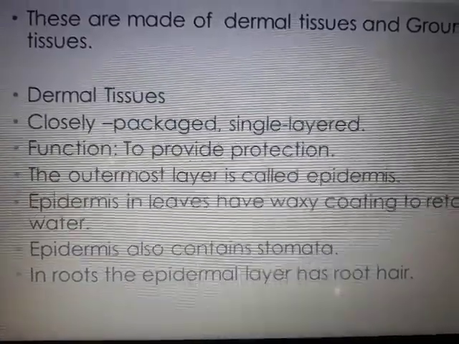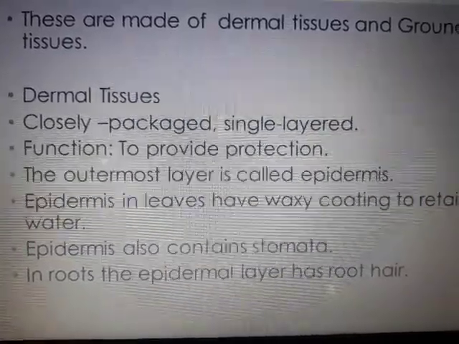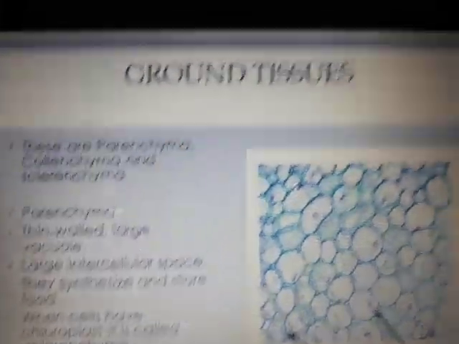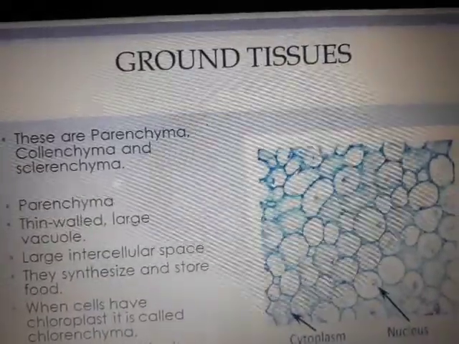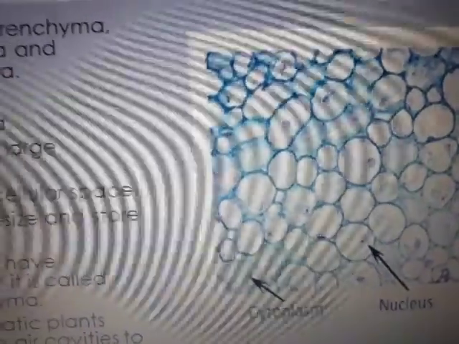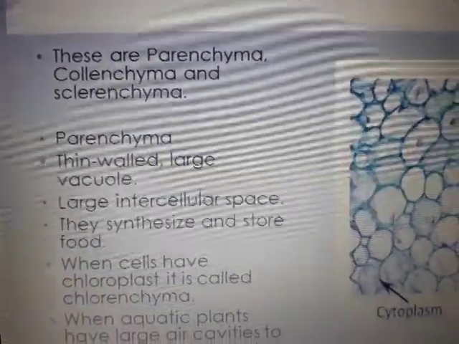Epidermis also sometimes has stomata for photosynthesis and gaseous exchange. Okay, yeah. Next is ground tissues. After simple tissues, ground tissues. There are three types. You can see the type of cells: parenchyma, collenchyma, and sclerenchyma.